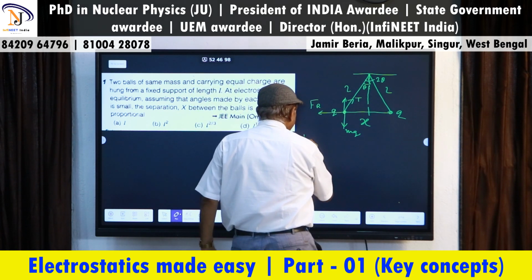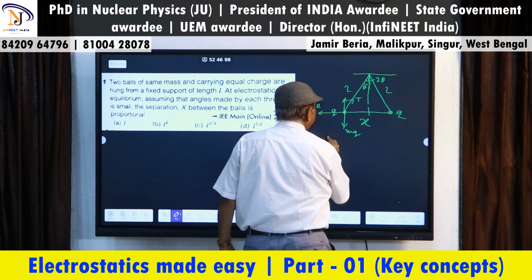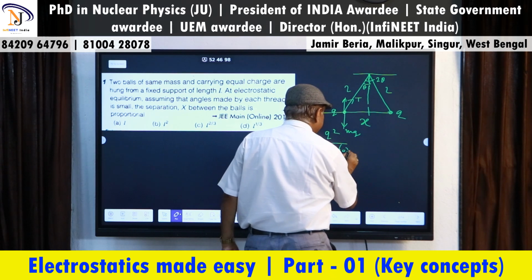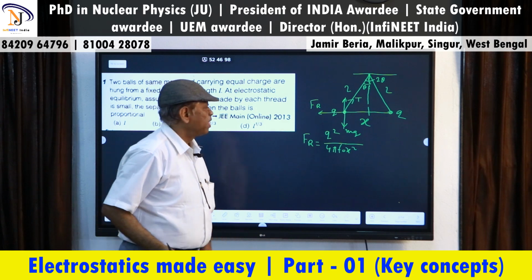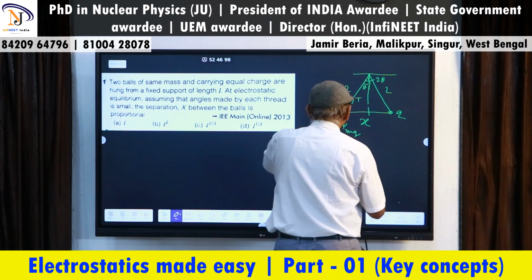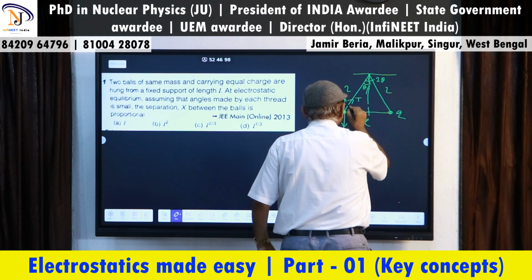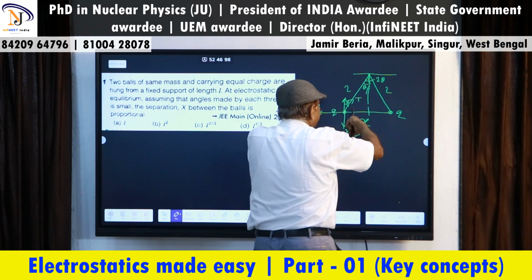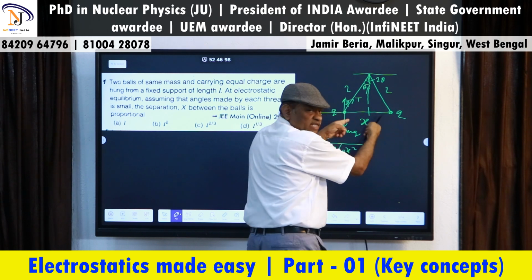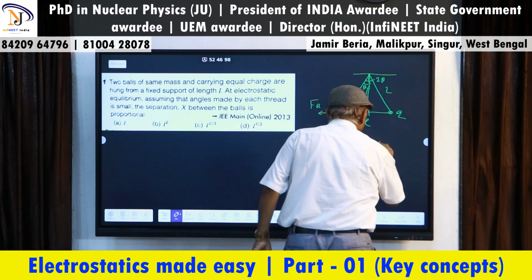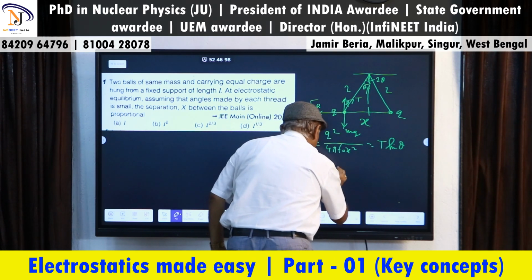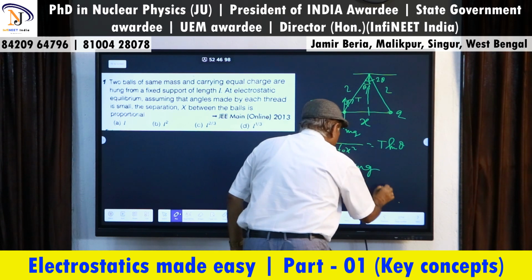So what is the repulsive force? Fr is nothing but Q square by 4 pi epsilon naught x square. Am I clear or not? And this repulsive force is balanced by what? If the angle is theta, then this is also theta. Along this direction, T sin theta balances Fr, and T cos theta equals mg. Am I clear?